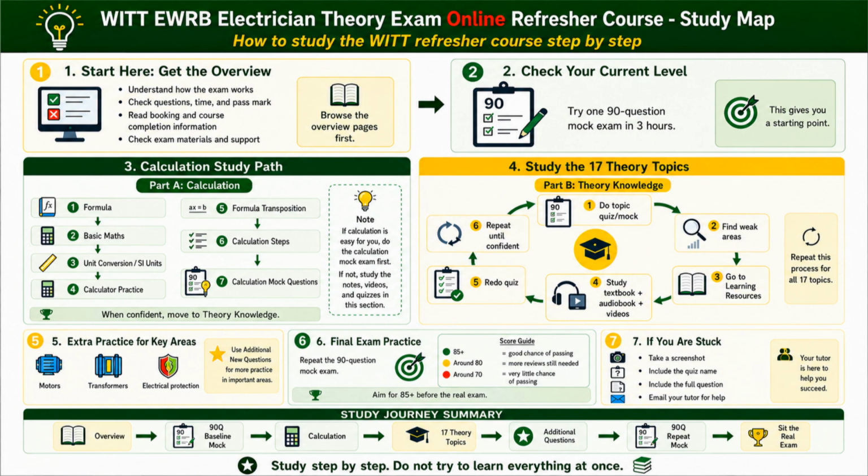Use your mock exam marks to check your readiness. If you get 85 marks or above, you have a good chance of passing. If you are around 80 marks, you still need more review. If you are around 70 marks, there is very little chance of passing, so you should not rush to sit the real exam. My suggestion is simple. Aim for 85 or above before you sit the real EWRB exam.